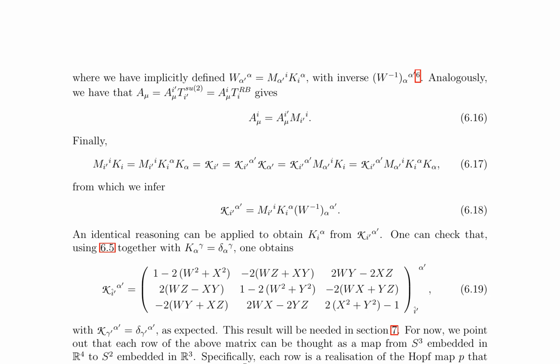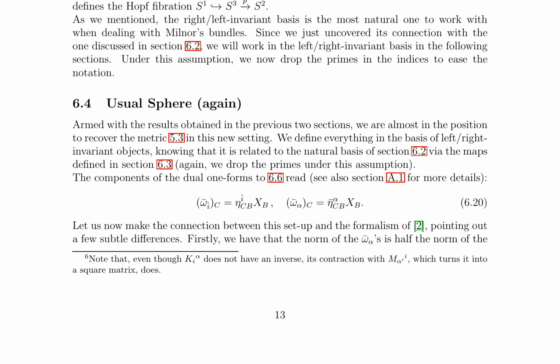The matrix M is also used to find the components of the dual 1 forms in the new basis, which are essential for the geometric analysis of the moduli space. Furthermore, the paper emphasizes the importance of the Hopf map and its role in the fibration S^1 → S^3 → S^2, which is realized in the context of the left and right invariant bases.